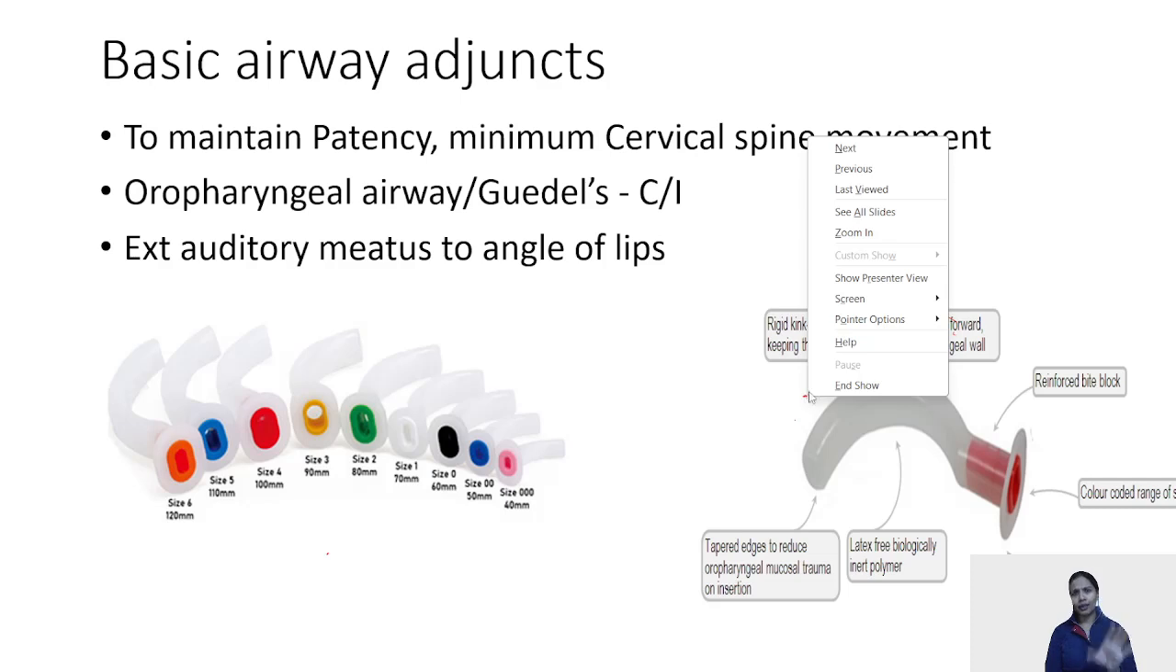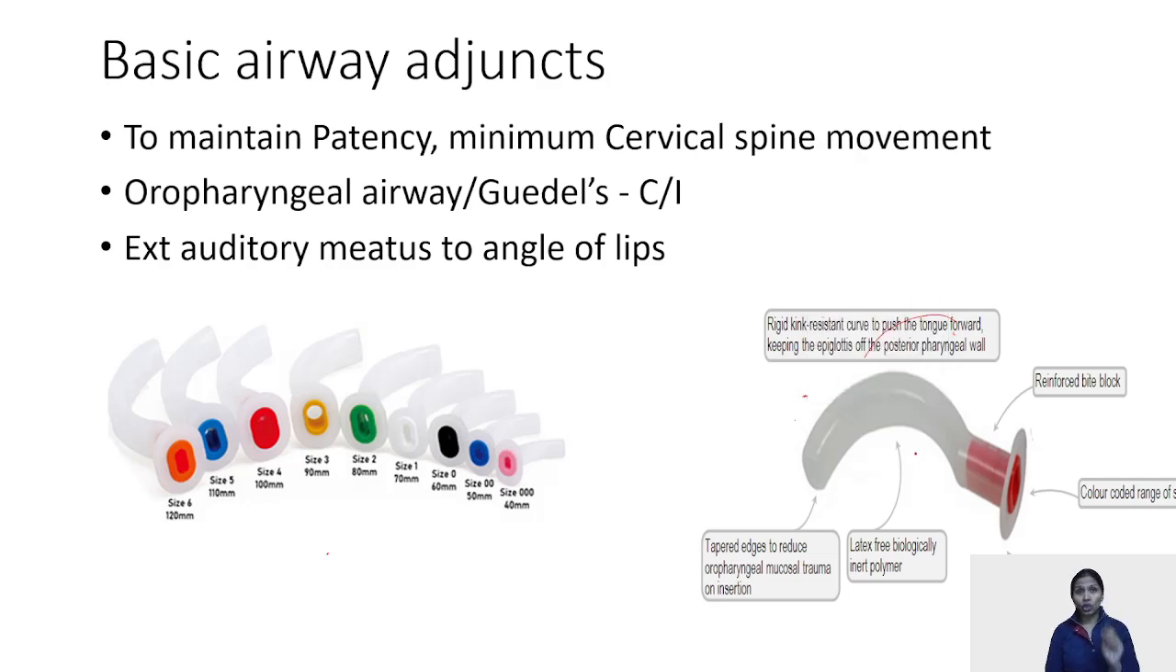It's made up of plastic. It's quite rigid in nature. It has a tip, which is hollow from inside such that it can help in suctioning. This is the area which is present on the mouth. It is the outer area.